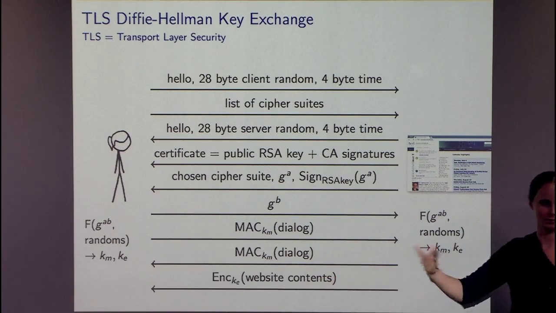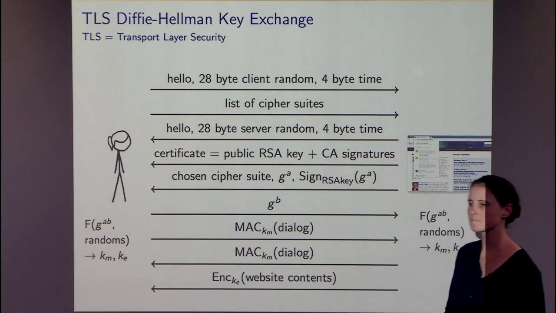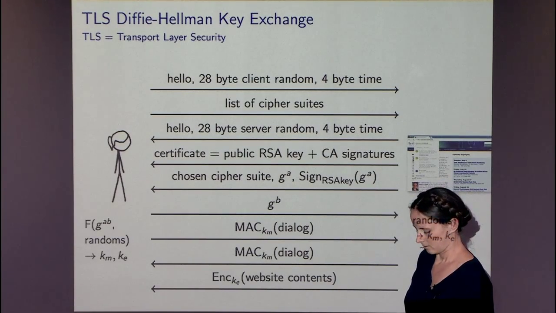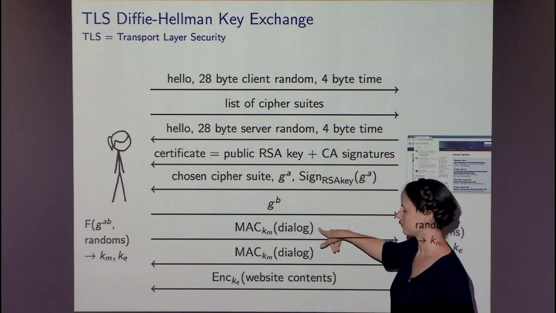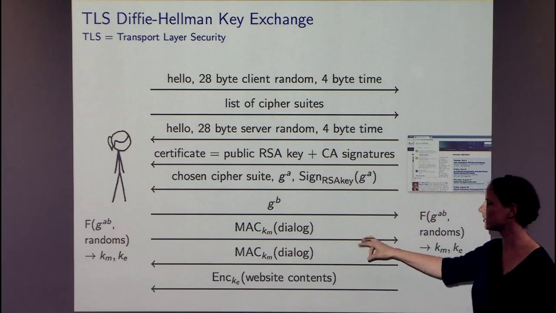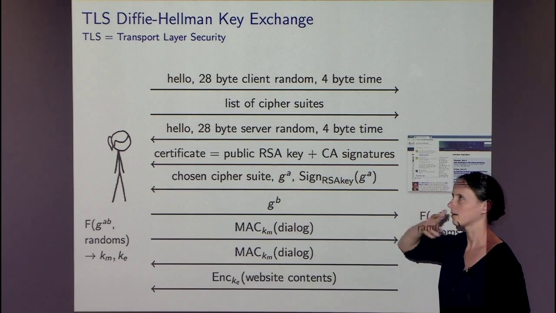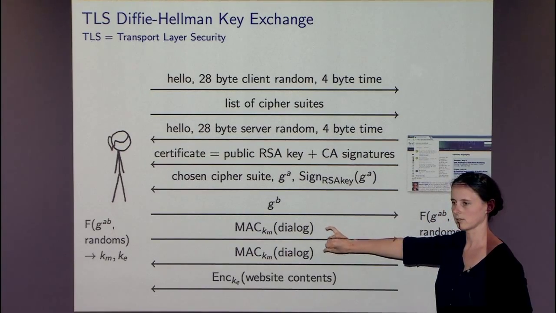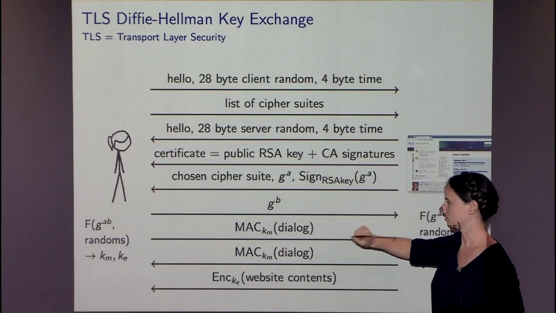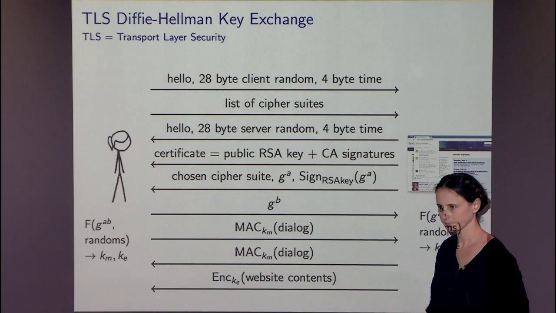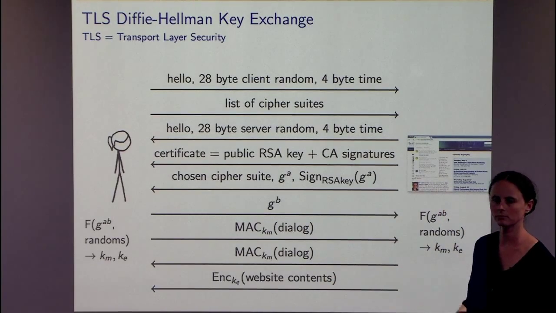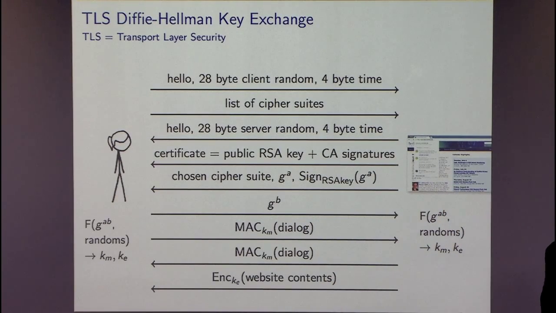and the website says, here's index.html. Does the MAC include the list of ciphers or not? Sorry, yes. This includes the list of ciphers and the chosen cipher. And it also includes g to the a and g to the b. Yes. So, yeah.